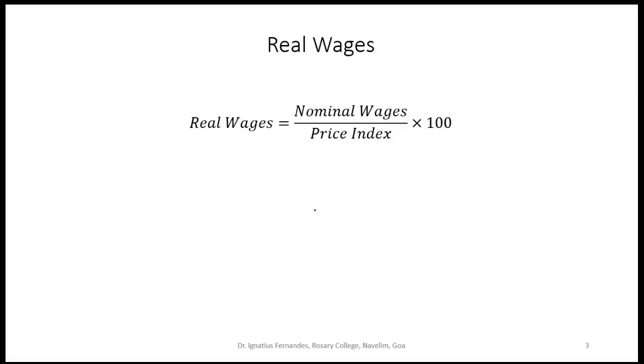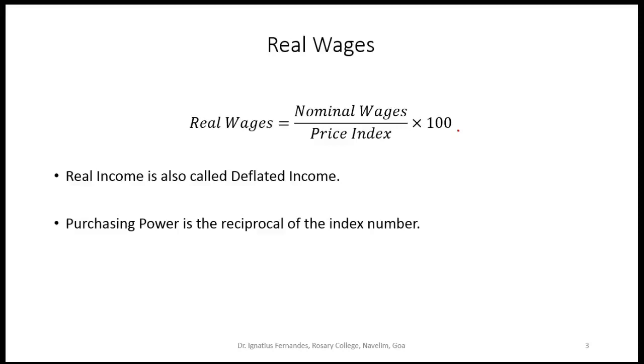So to take into consideration the variation in the prices, we use this formula in finding the real wages. Real wages is given by the nominal wages, the wages, the income, divided by the price index and multiplied by 100. This is a simple formula. The real income is also referred to as deflated income, and the purchasing power of a currency is found by finding the reciprocal of the index number for that particular year. This is something that we'll be talking about in the future slides.